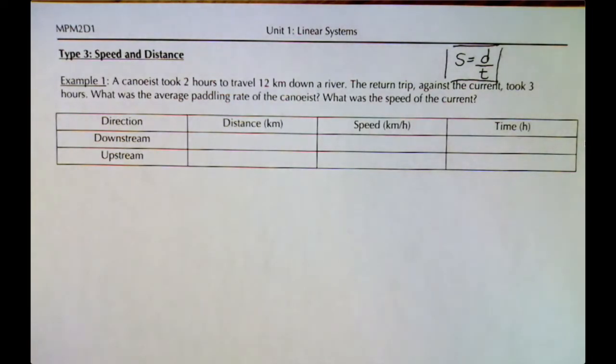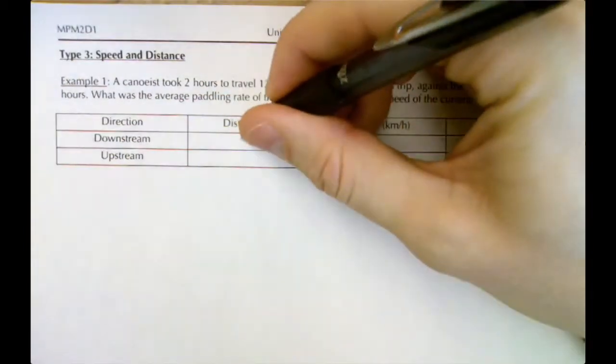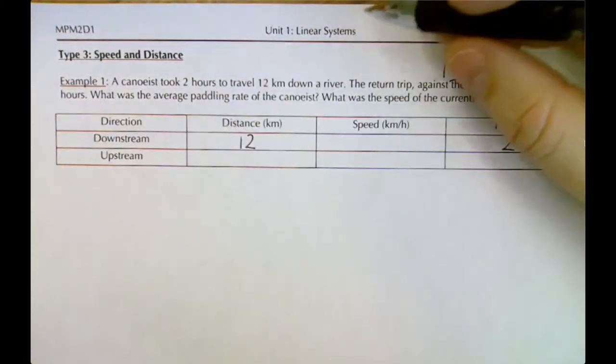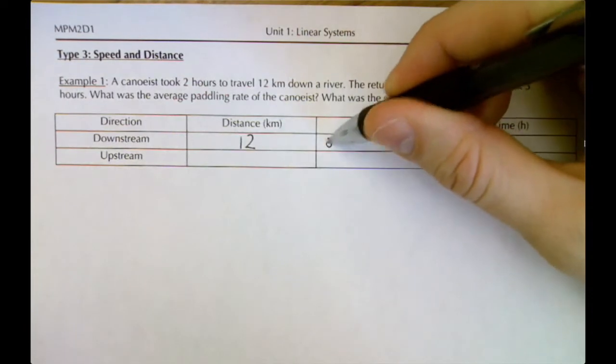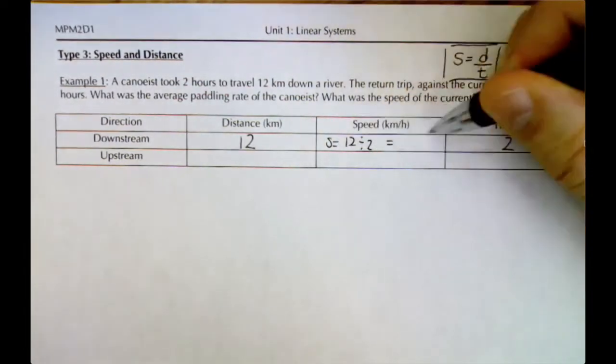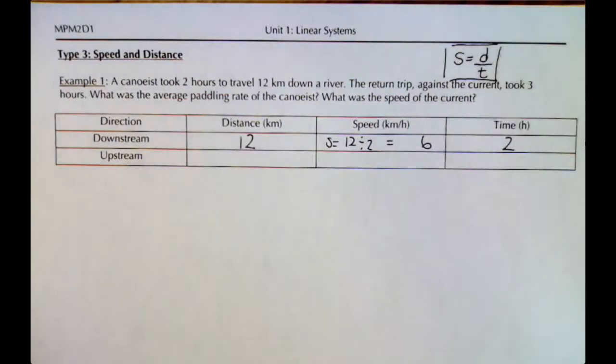That's why I provided this nice table. You don't have to use the table if you're working through the question. It's just a nice way to organize the information. So when we're going down the river, it took 2 hours to go 12 kilometers. So we got 12 kilometers, 2 hours, so the speed was 12 divided by 2, or 6 kilometers per hour.